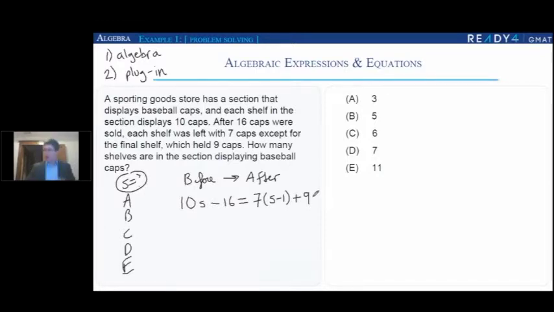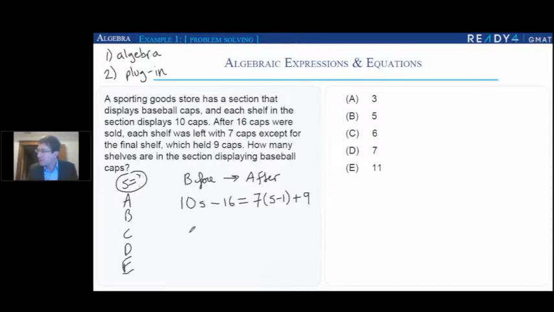You should read through all the statements here, just to make sure I translated this correctly. We have 10 caps per shelf. We sell 16. We have 7 on all the shelves except 1, and that shelf has 9 caps. So that should represent the number of caps, right? And then you can solve and simplify this a couple of different ways.